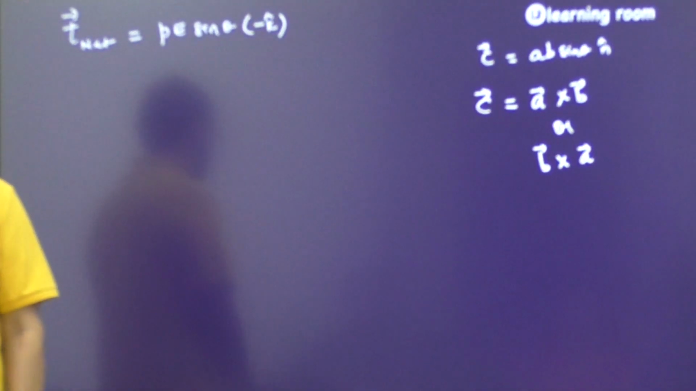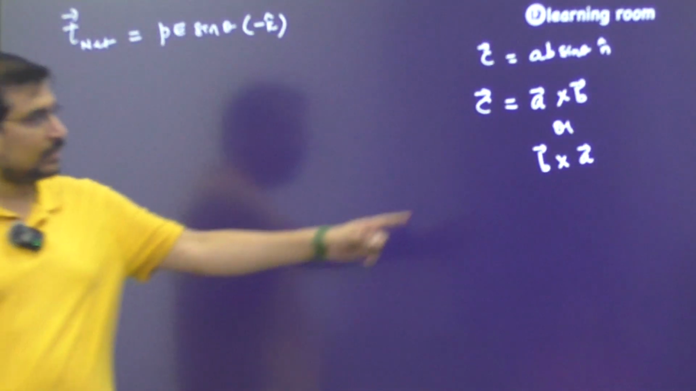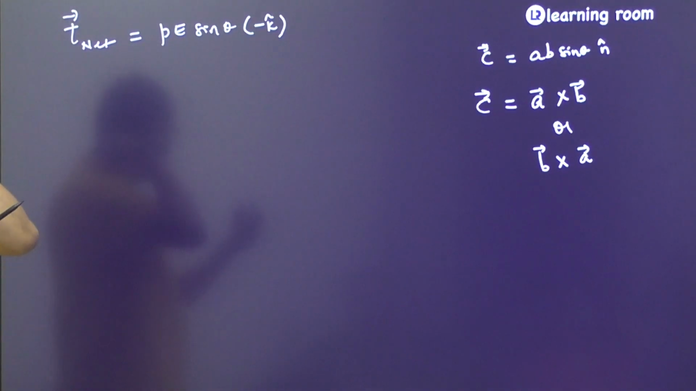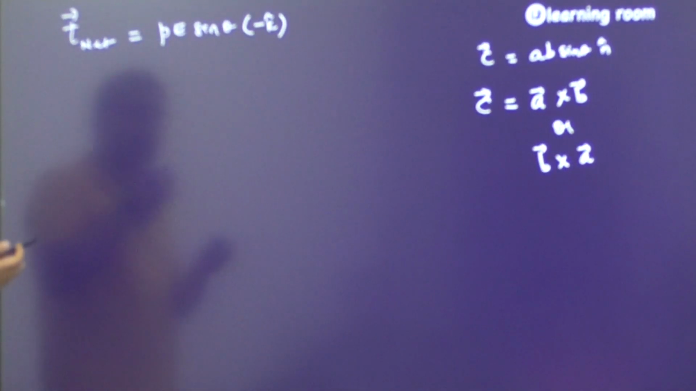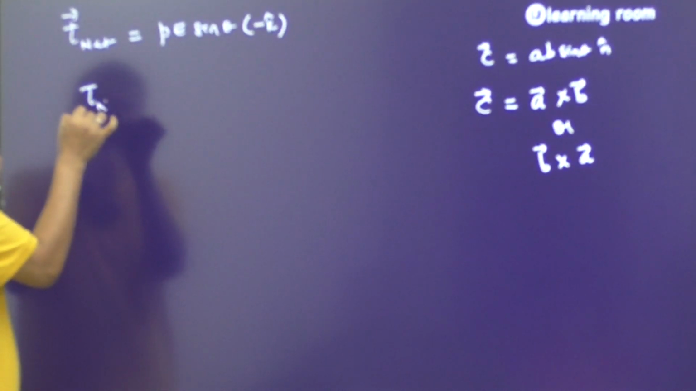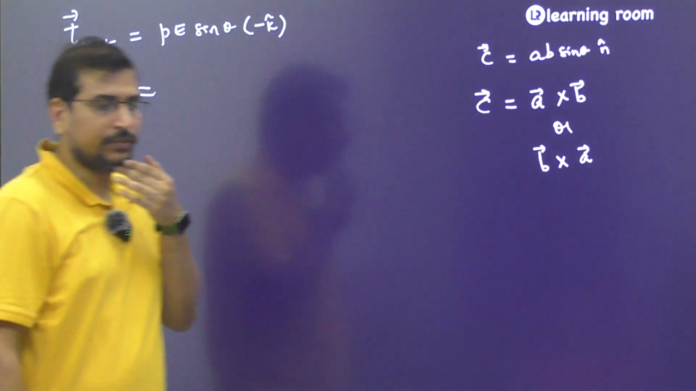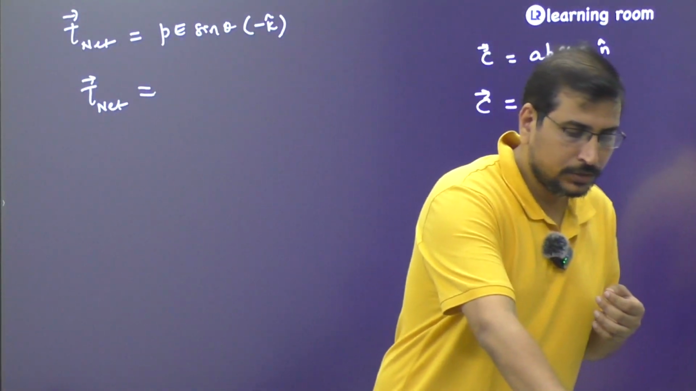Are you able to understand my question? I can either write it as A cross B or B cross A. I don't know the answer here. So what should I write it as? So the net torque, what should I put here? Let's try to understand this. Tejas, any idea?